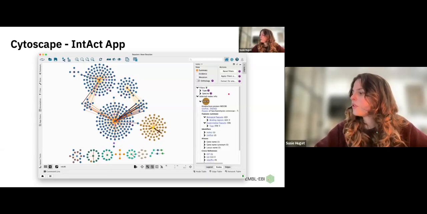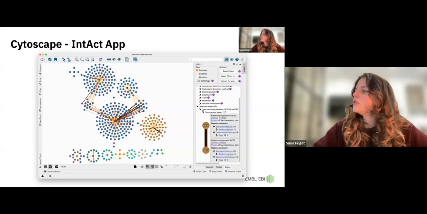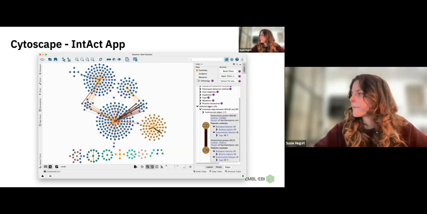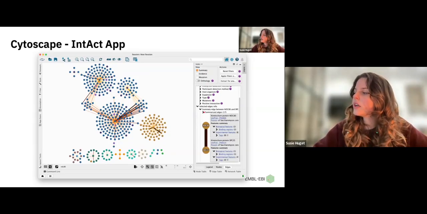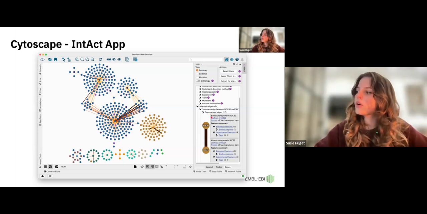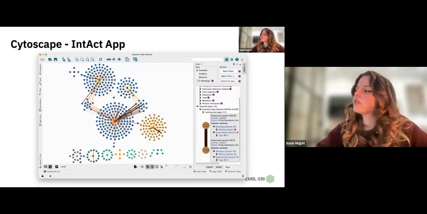The same way for the edges, you will have all the filters on the top, and when you select an edge, you will have all the information about this edge. Since we are in summary view, you can click here to expand the summarized edge and see everything that has been collapsed into this one edge. And also you have information about the interactors linked to this edge.